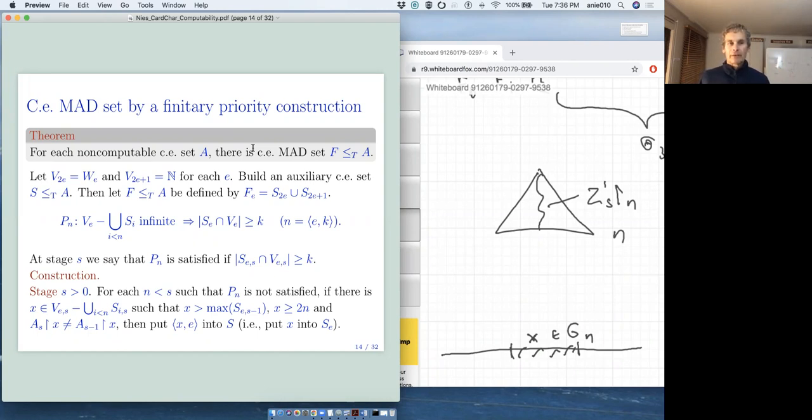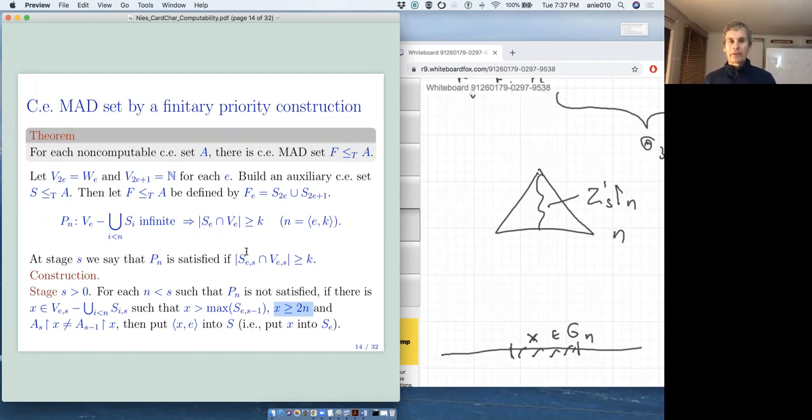So think of V_e as W_e for a moment. Then P_n just reads: for n equals e, k, if W_e without the first n columns of the set S I'm building is infinite, then I put at least k numbers from V_e into S_e. I do that in a canonical way, but also taking care that the union of the S_i is co-infinite. That's needed somewhere down in the verification. I combine it with permitting, so I can satisfy all these requirements.